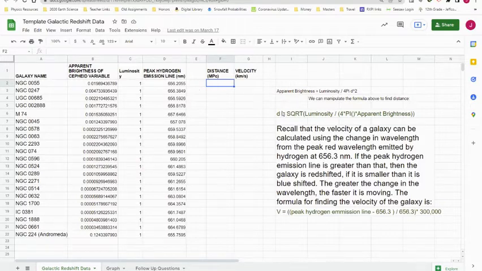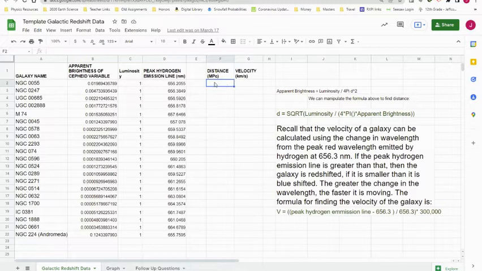This formula right here is what we're going to enter into this cell right here. If we use this formula, we will be able to determine the distance in megaparsecs of these various galaxies. Once we have that information, we will then use a formula to calculate the velocity of these galaxies, and the formula for that is right down here. Now on your Google Sheet, it doesn't have this information, so I'm going to add some information for you right now on that.